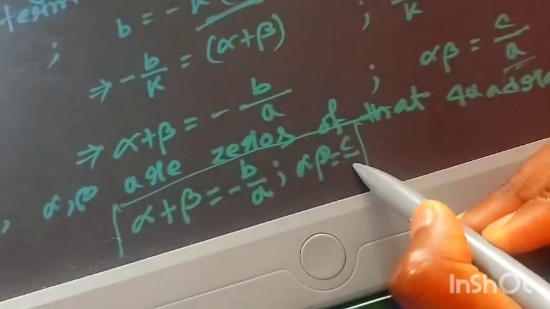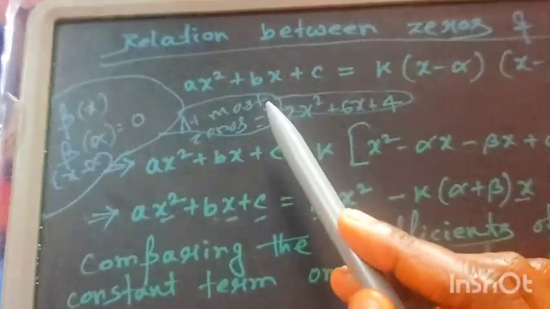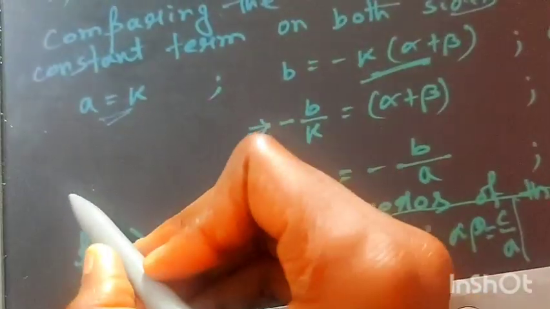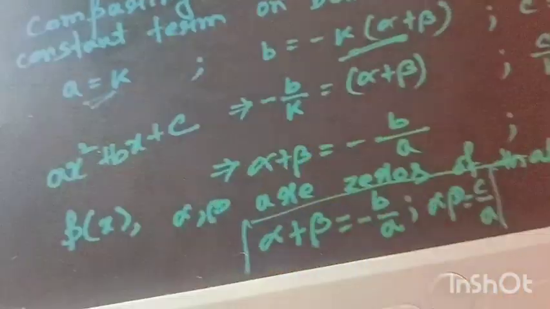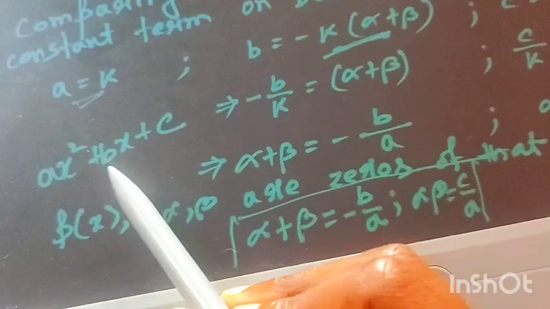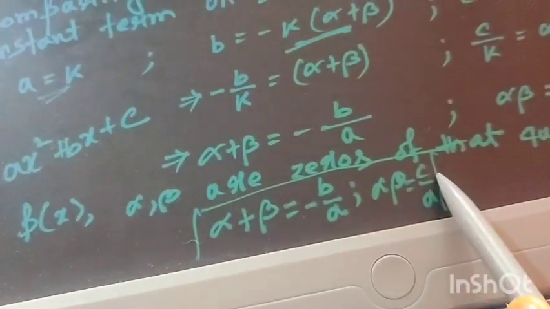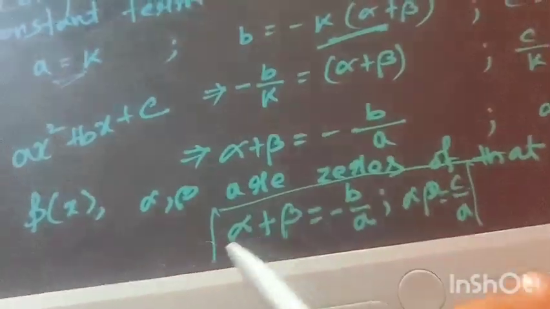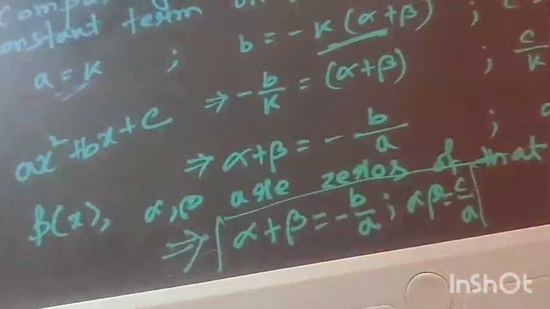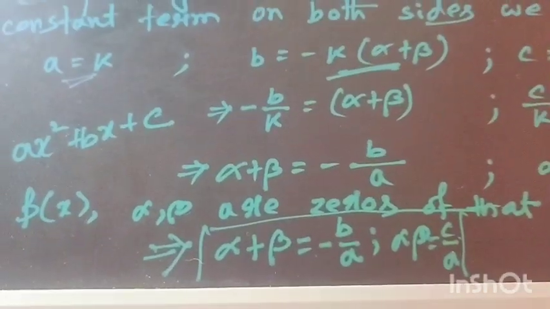c by a. So what are a, b and c? Here you have to consider the general form of the quadratic polynomial, ax square plus bx plus c. Here b is the coefficient of x, a is the coefficient of x square, and c is the constant term. This formula you have to remember: alpha plus beta equal to minus b by a, and alpha beta equal to c by a.